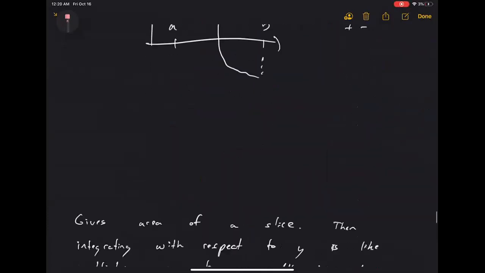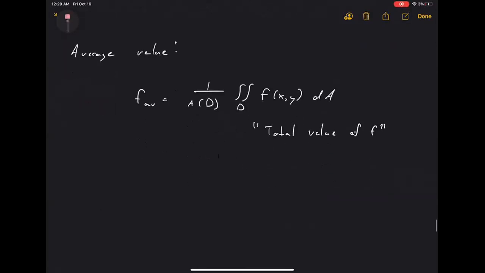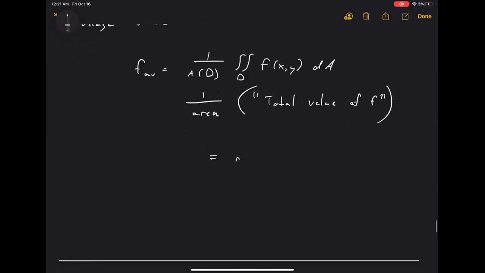That may or may not make any sense to you, but the short story is, if I integrate my function, I can think of that as giving a sort of sum of all the values in my domain. And then what I do is I divide by the area of my domain. That's what this A of D means. It's the area of my domain. And so it gives the average value of f on my region D. So essentially, 1 over area times the total value of f equals the average value of f.